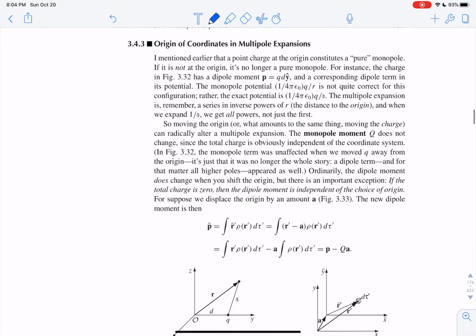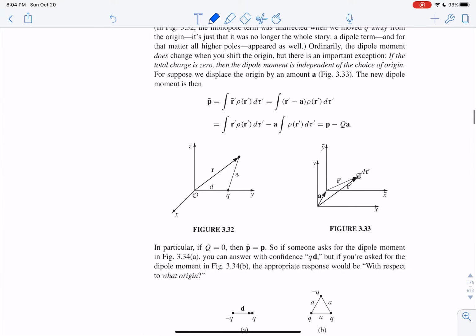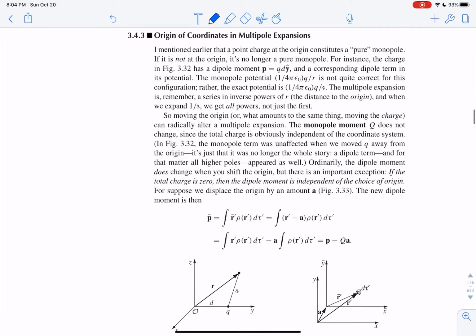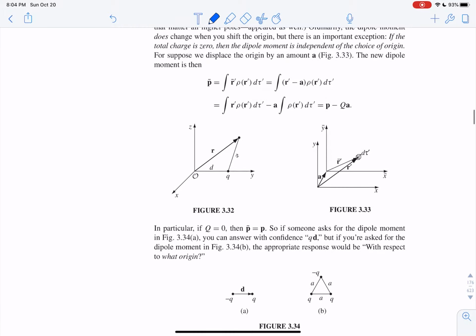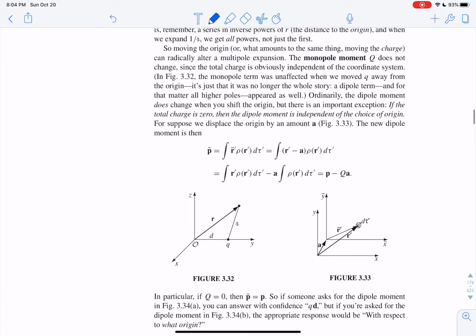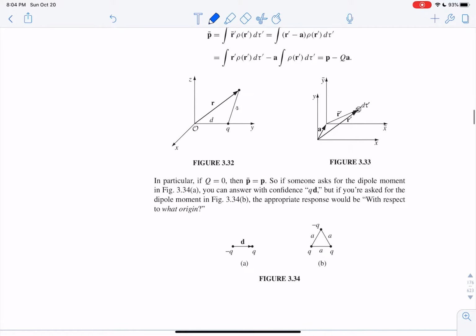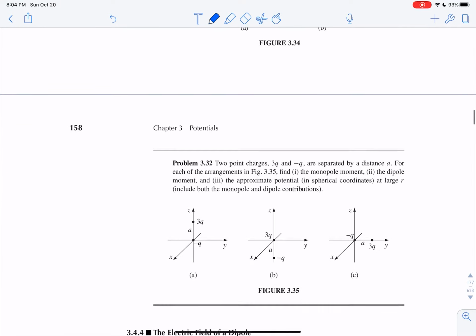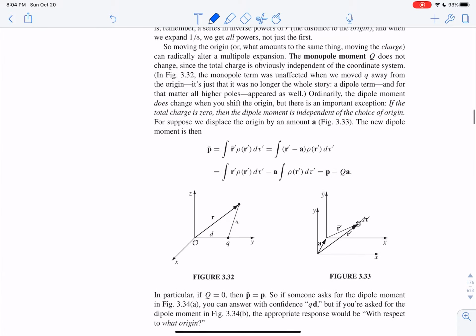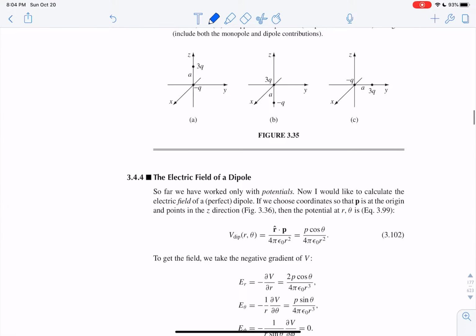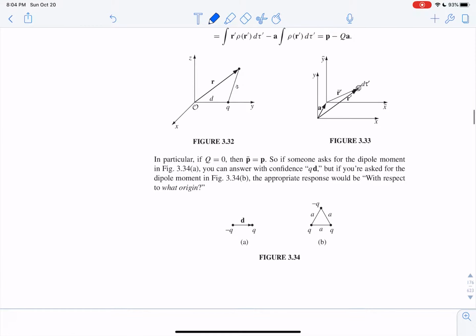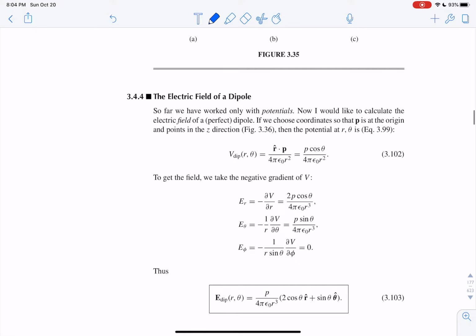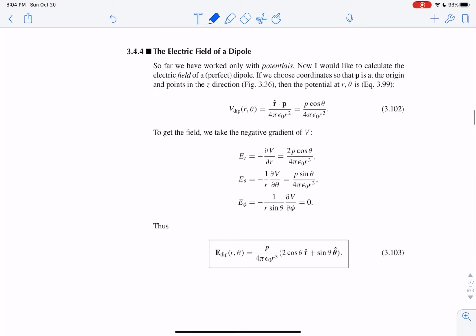And then we've got our coordinates here in our multipole expansion problems. This is just having to do with if you shift your coordinate systems around, showing you that there's a dependence on the coordinate system, but you can recast it in an independent coordinate system if you are clever. So then, with respect to what origin is the question here. So read that. 3.4.4, the electric field of a dipole.